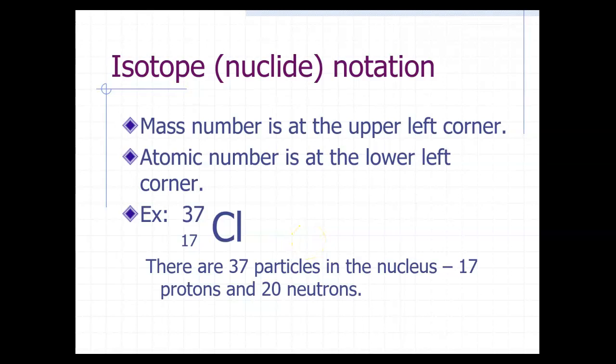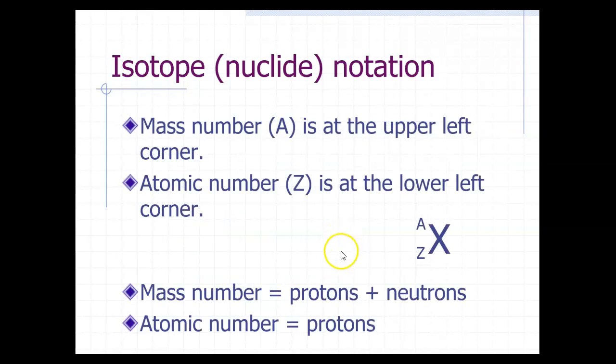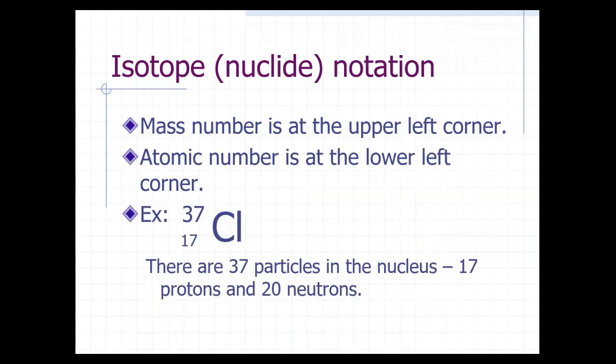So then how do we figure out how many neutrons there are? Well, if the mass is equal to the protons plus the neutrons, then we can simply manipulate that to say that the number of neutrons is equal to the mass minus the atomic number. Therefore 37 minus 17 is equal to 20. There are 17 protons and 20 neutrons.